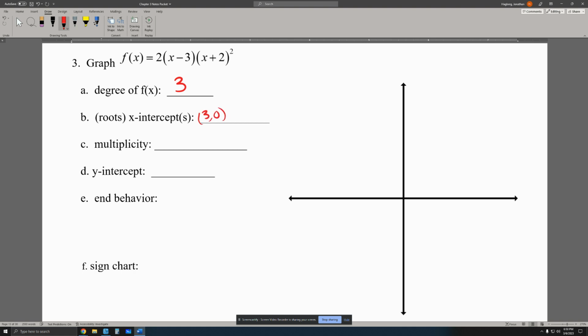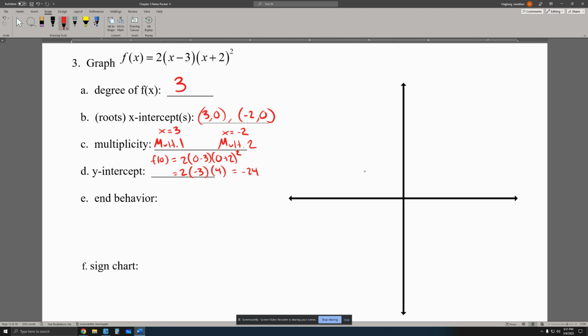X-intercepts: we have 3, 0, and we have -2, 0. Multiplicity of each of these zeros: at x equals 3, the multiplicity is 1, and at x equals -2, the multiplicity is 2. The y-intercept, so f of 0, is equal to 2 times the quantity 0 minus 3 times the quantity 0 plus 2 squared. And so this is equal to 2 times -3 times 4, which is equal to -24.